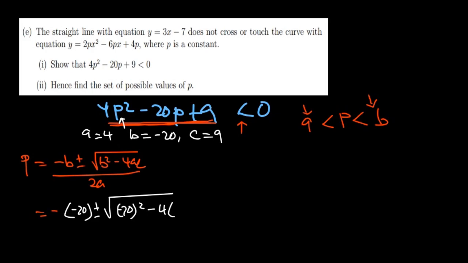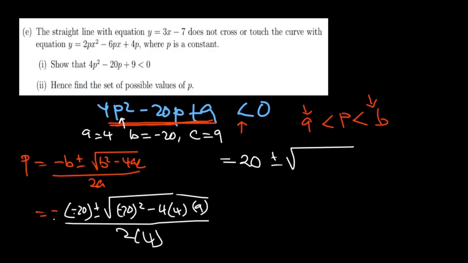What is the value of a? The value of a is 4. The value of c is 9. And then we are dividing all this by 2 multiplied by a. So the first one, minus multiplied by minus 20, will be positive 20, plus, and then under the root, what are we going to have? 20 squared is 400, and then 4 multiplied by 4 is 16. 16 multiplied by 9 gives minus 144. Then we divide this by 2 multiplied by 4, which is just 8.